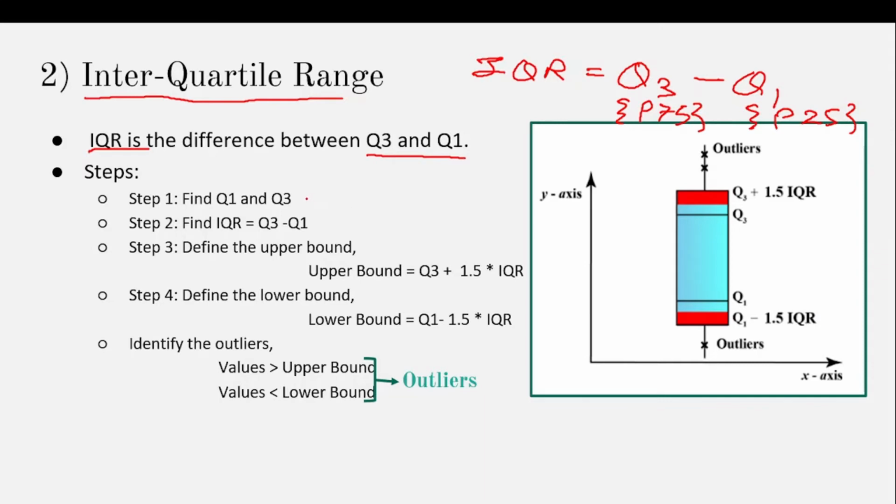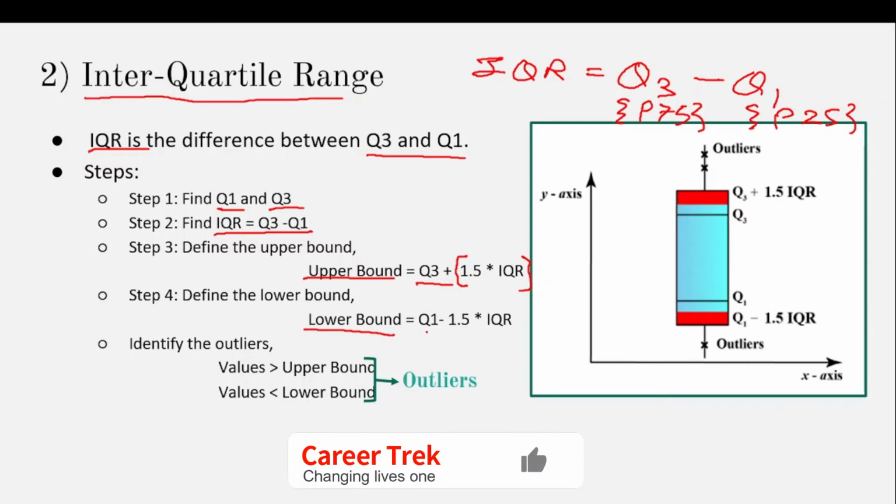At first, to find the interquartile range, we will have to find the Q1 and Q3. The next step is we calculate the interquartile range, that is Q3 minus Q1. After calculating the interquartile range, we need to define the upper bound and the lower bound. So the upper bound or the upper limit is given by Q3 plus 1.5 times the interquartile range. Similarly, the lower bound is given by Q1 minus 1.5 times the interquartile range.